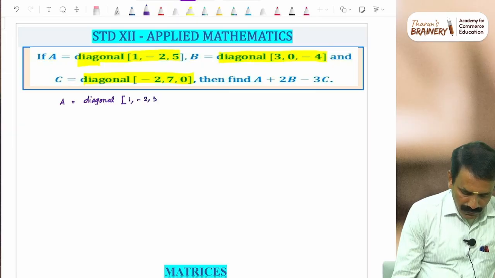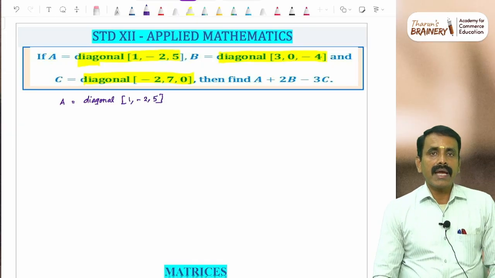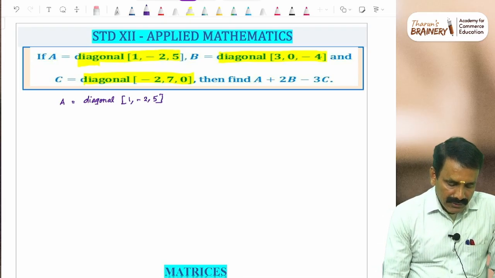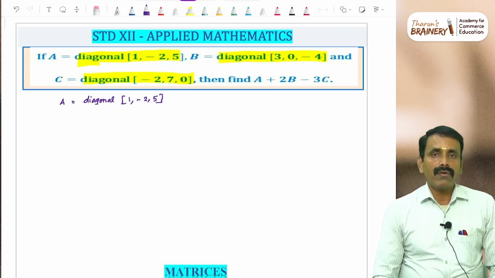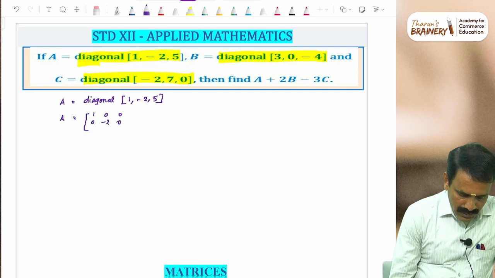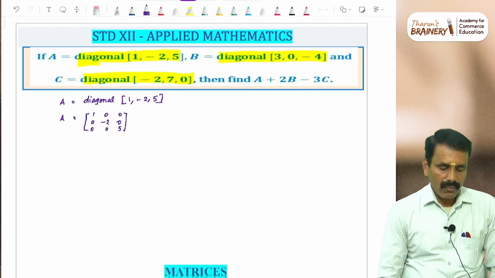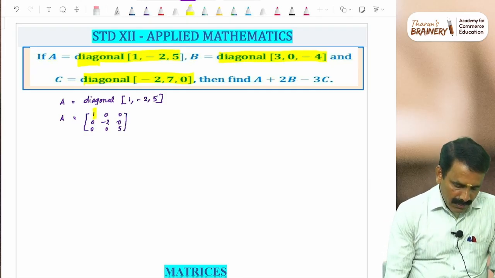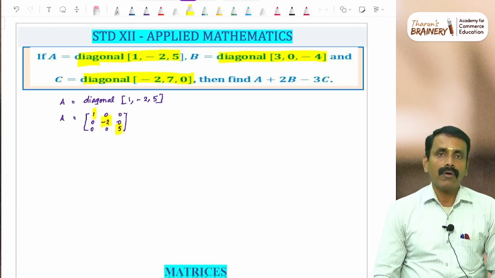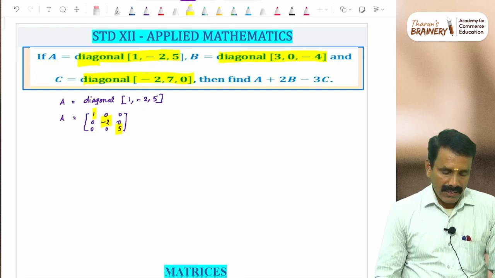1 minus 2 5. That is, A is a diagonal matrix having diagonal elements 1 minus 2 5. So, how many elements we have in the diagonal? 3 elements. So, it is a diagonal matrix of order 3 by 3. So, what will be the entries now? A will be equal to 1 0 0 0 minus 2 0 0 0 5. This is the meaning of A is equal to diagonal 1 minus 2 5. The diagonal elements are going to be 1 minus 2 and 5. The remaining elements are 0. So, the short form of writing your diagonal matrix, A is equal to.